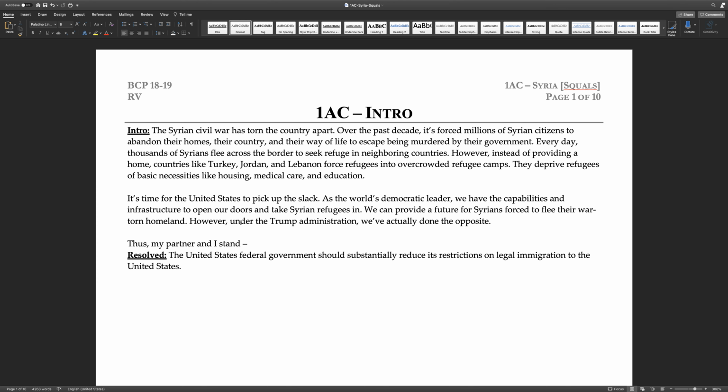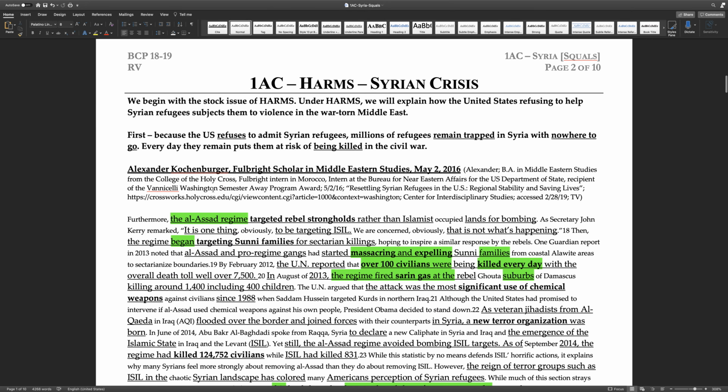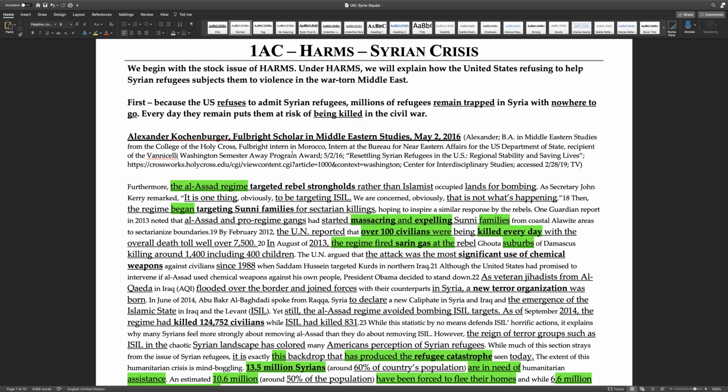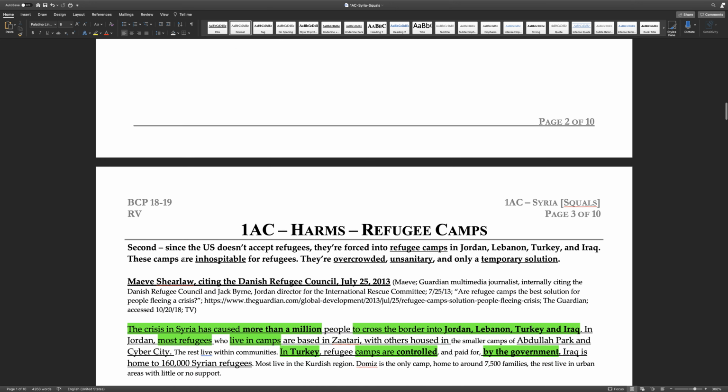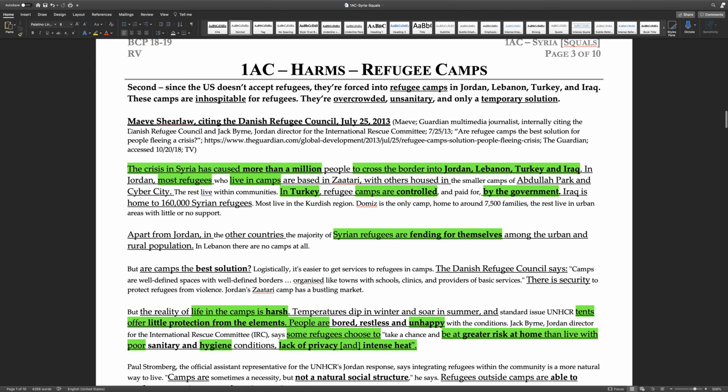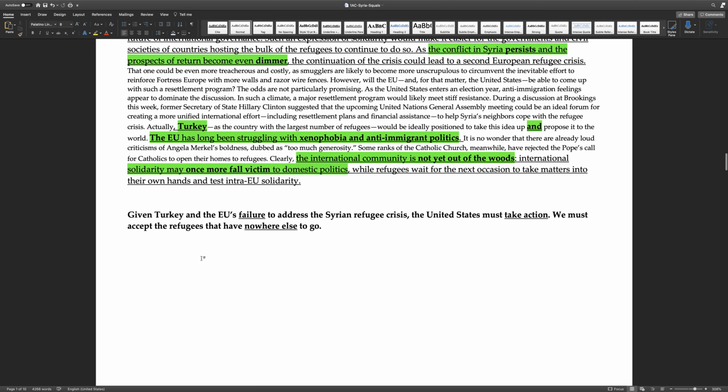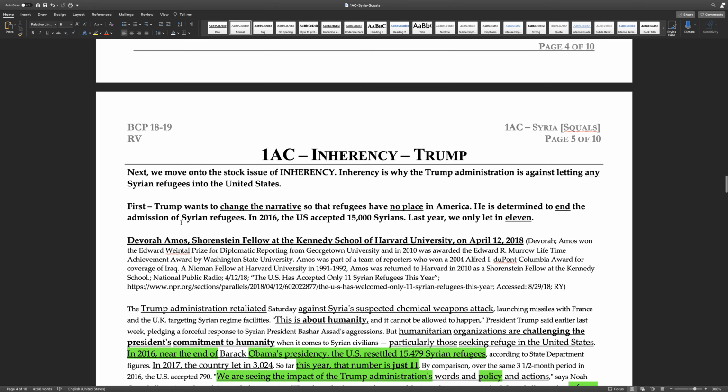You'll see the intro is on the first page. Then you'll start getting to harms. And notice it's all structured in that evidence template, right? Where you have a tag up here. You have the site right here. You have the evidence highlighted right there. Then you'll move on to the next harms argument, so on and so forth. So you have a couple harms arguments. Then you'll transition to inherency.